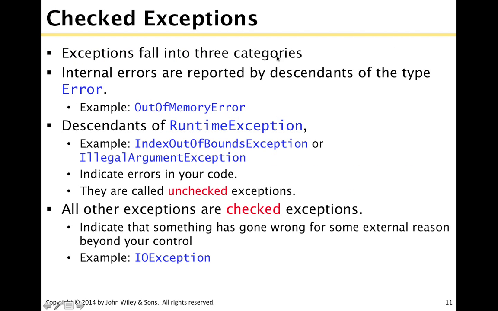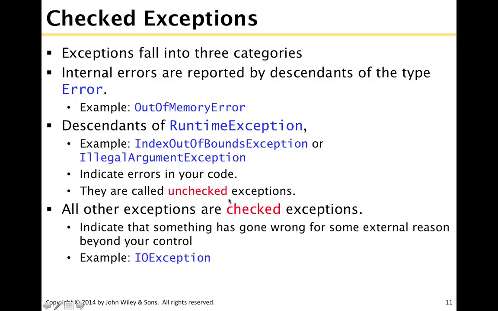So three categories. Internal error. So the error type is internal error. It's an out of memory or Java virtual machine error. Those are error types. And then descendants of RuntimeException, which is one of the Exception children. Some examples under RuntimeException are index out of bounds exception or illegal argument exception. And these cases, all under RuntimeException, indicate that your code has an error, meaning that you are responsible for fixing it. And those are called unchecked exceptions.